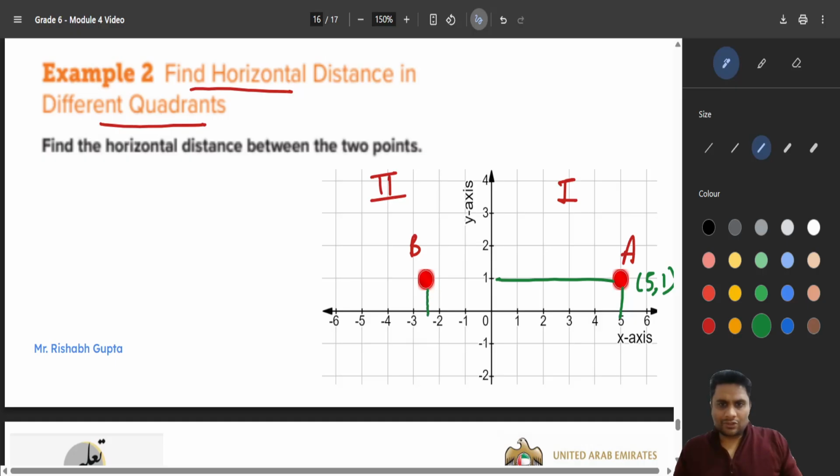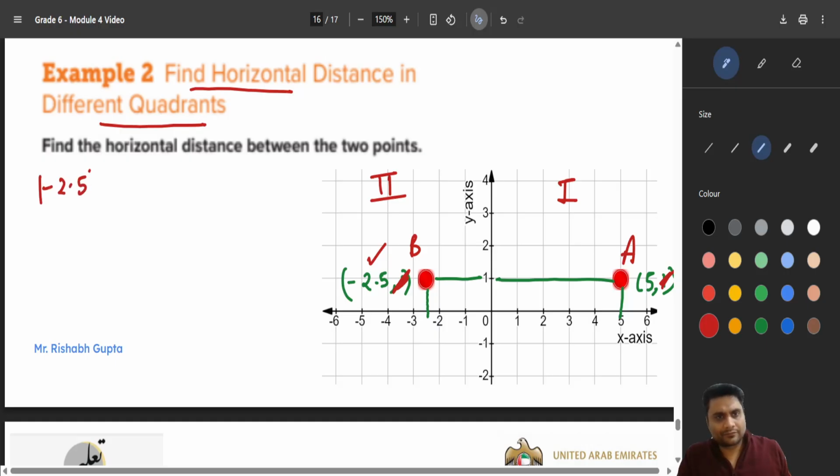Here it is how much? Minus 2.5, sorry, and here it is how much? 1. Now which coordinate is same? If you will check carefully, the y coordinate is same, so y and y khalas. Now when they are in the same quadrant, you will again take the absolute value first. So what is the absolute value of minus 2.5? 2.5. And the absolute value of 5 here?